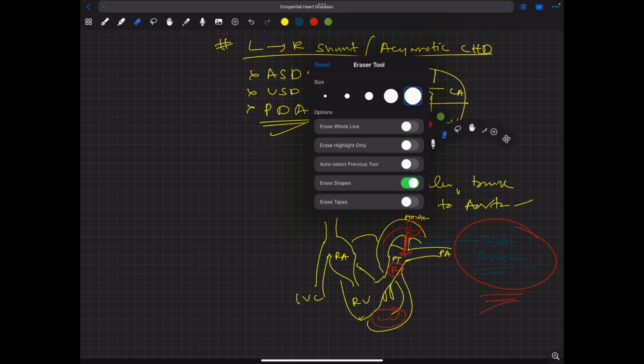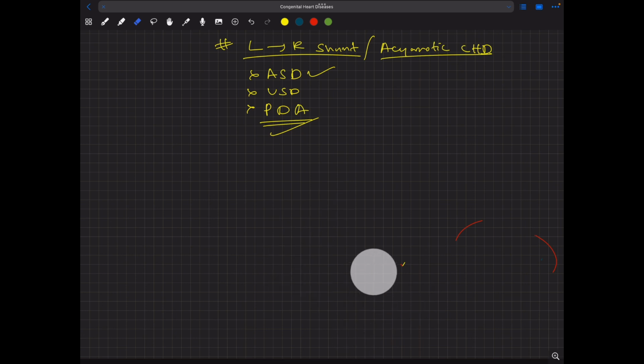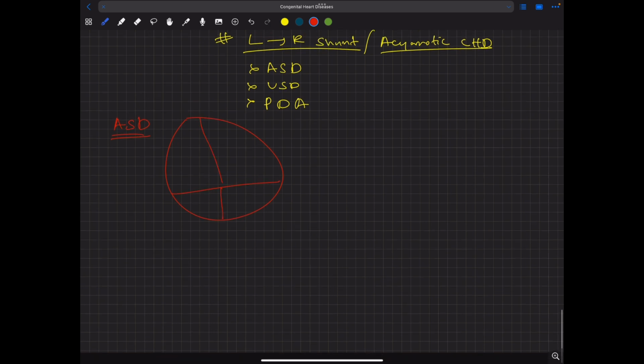One is atrial septal defect, one we have ventricular septal defect, another is patent ductus arteriosus. So we'll discuss all three in brief. First we'll start with atrial septal defect. In case of atrial septal defect, there is a defect in the interatrial septum. This part is called the interatrial septum.